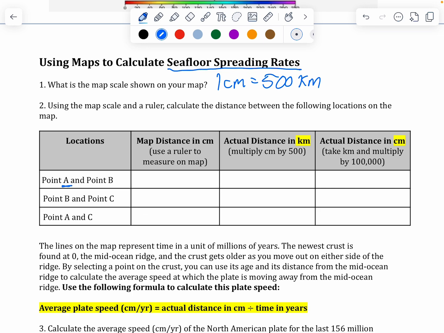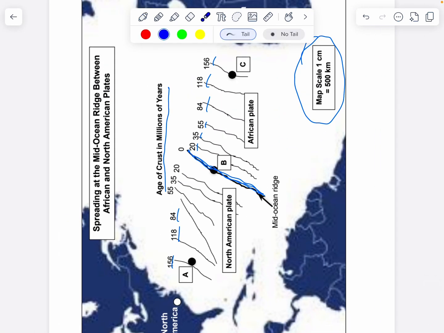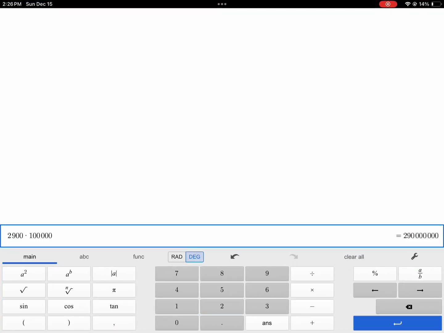So the first one is we're going to measure from point A to point B. So I'm going to figure out on my map how many centimeters it is from point A to point B. Now when I measured that, I got 5.8 centimeters. So I'm going to plug that in up here, 5.8 centimeters. Now the actual distance in kilometers, all we have to do is multiply it by 500. So I'm going to take 5.8 and multiply it by 500. 5.8 times 500, and I get 2,900.